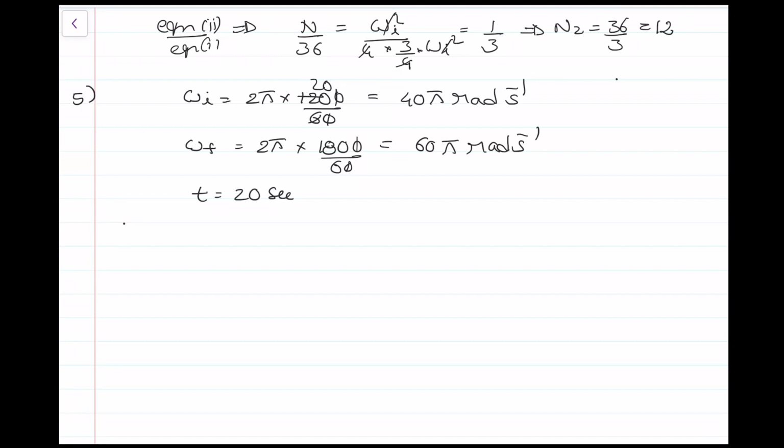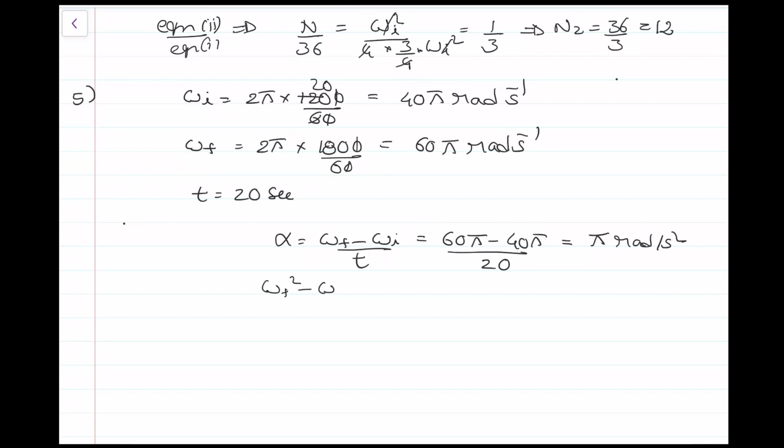In 20 seconds, how many revolutions does it make? For that, first of all we have to know the angular acceleration. First I am going to find the angular acceleration, that is (60π − 40π)/20, which is equal to π radian per second square. In the formula ω final square minus ω initial square is equal to 2αθ, alpha is needed, that's why first I determined alpha.